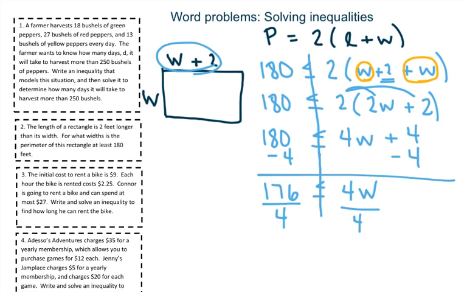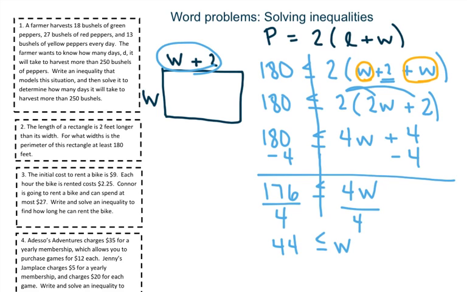And that results in 44 is less than or equal to w. So what does that tell us about the question? The question is, for what widths is the perimeter of the rectangle at least 180 feet? And we got 44 is less than or equal to w. W is representing the width.